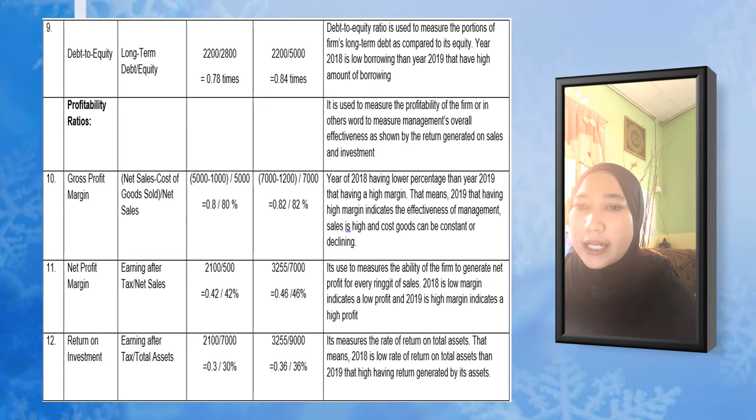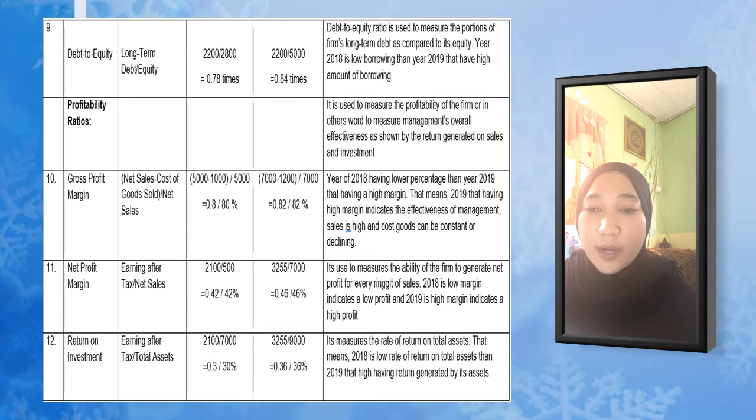Under 2018, we get 80%, compared to 2019, we get 82%. The year 2018 has a lower percentage than the year 2019, which has a high margin. That means 2019, having a high margin, indicates the effectiveness of management. Sales is high and cost of goods can be contained or is declining.